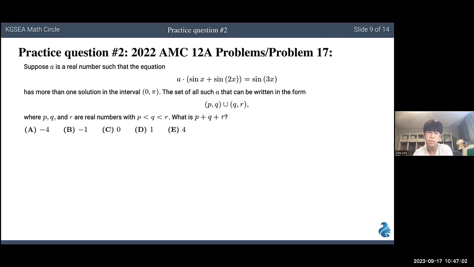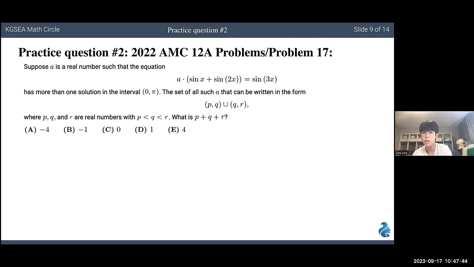This is the second practice problem, and I'll give you a few moments to read this problem as well. This is from the 2022 AMC 12A problems, problem 17. And it states that suppose A is a real number such that the equation A times sine x plus sine 2x is equal to sine 3x has more than one solution in the interval 0, pi exclusive. The set of all A such that this holds can be written in the form P, Q exclusive to the union of Q, R exclusive, where P, Q, and R are real numbers with P less than Q less than R, and we have to solve for P plus Q plus R.